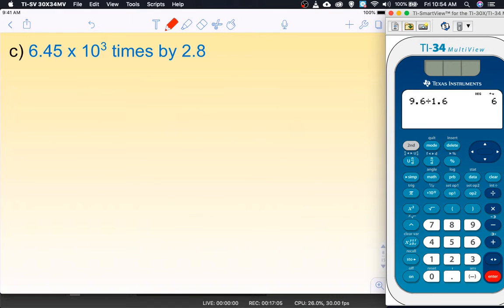One more for you to try. So here it is, 6.45 times 10 to the 3rd times by 2.8. Go ahead, pause this video, try it on your own. When you're ready to continue, hit play, and we will go through it together.